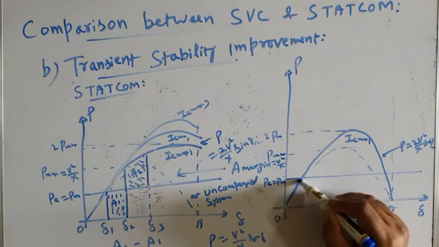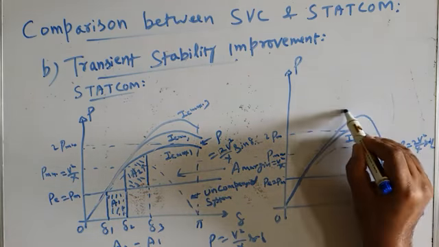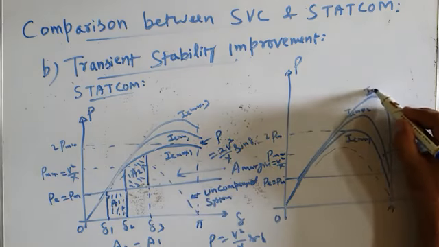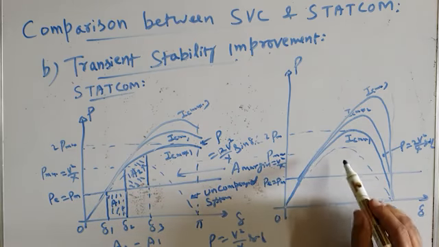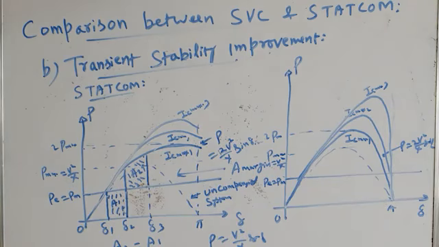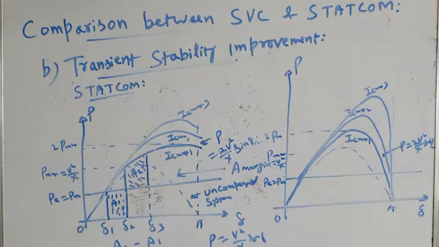If more reactive power compensation is provided, then our capacitive current becomes IC max 2. If more is provided, then it becomes IC max 3, and so on. So this is the reactive power compensation. This dotted line is the power angle characteristic of the uncompensated transmission system, and these are the modified power angle characteristics when reactive power compensation is provided by SVC, which is a shunt compensator.